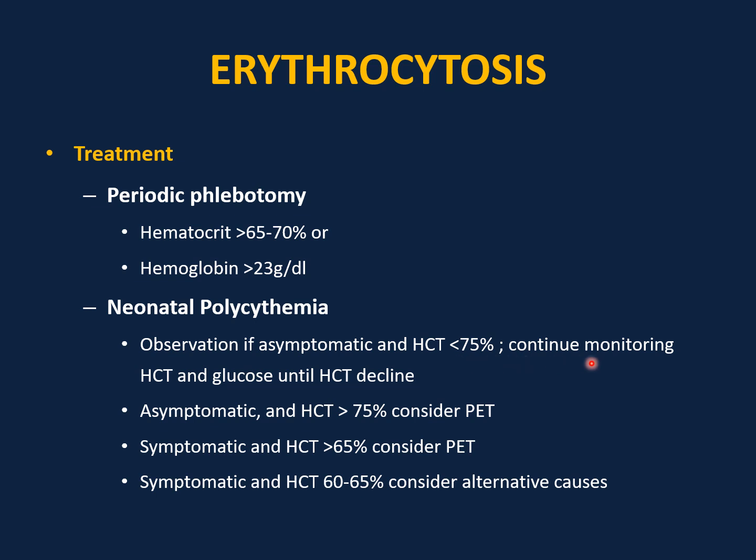You continue monitoring the cardiorespiratory symptoms every 6 to 12 hours. Monitor the level of hematocrit and glucose until the hematocrit level declines. Asymptomatic and the hematocrit level is more than 75%, consider partial exchange transfusion. Symptomatic and the hematocrit level is more than 65, consider partial exchange transfusion. Symptomatic and the hematocrit level between 60 and 65, consider alternative causes other than polycythemia. Must be excluded first.